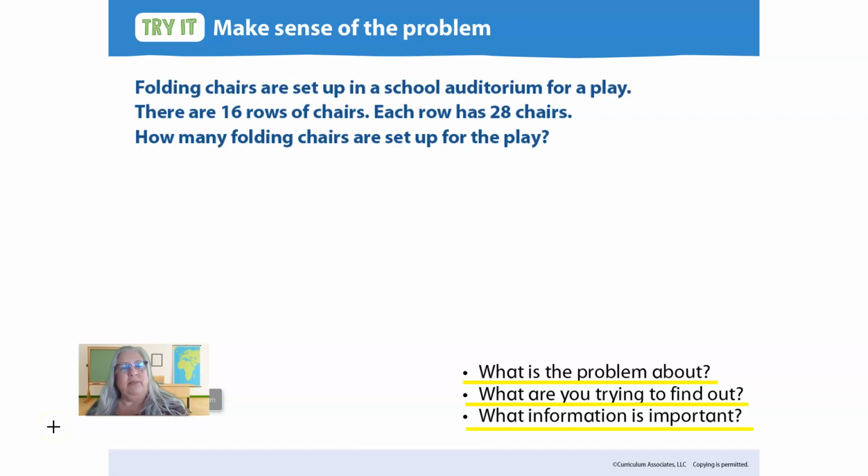What information is important? You're correct. The rows of chairs, or the number of rows, is very important. And in this case, there's 16. Yes, this number is also important, the number 28. In every row, there is 28 chairs.